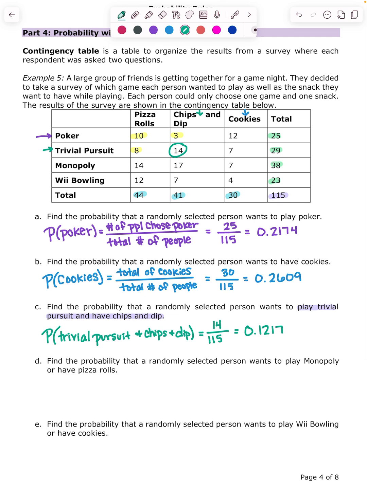Find the probability that a randomly selected person wants to play Monopoly or have pizza rolls. So now we're looking at or. They want to play Monopoly or have pizza rolls. So that means we could get someone who wants to play Monopoly, or we could get somebody who wants to have pizza rolls. It doesn't have to just be the people that want both. So probability of Monopoly or pizza rolls.